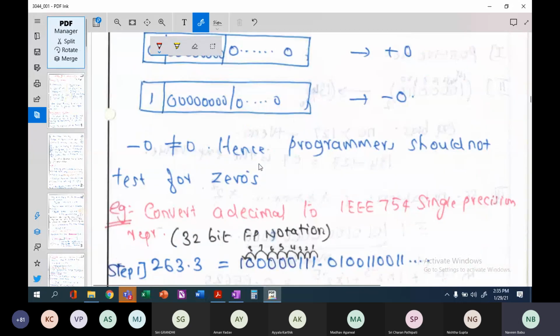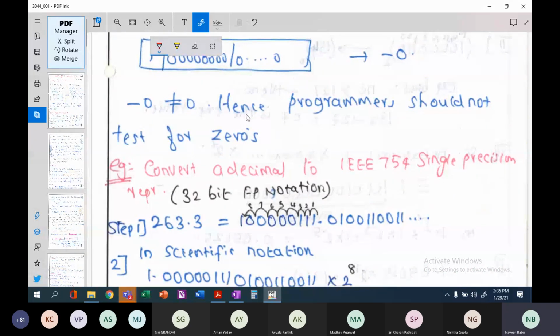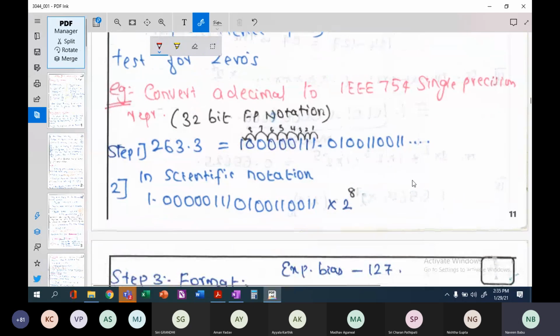Okay. So minus 0, obviously, is not equal to 0. Hence, programmers should not test for zeros in their programming. All right, so let's do simple examples and then we will move on to the next part.